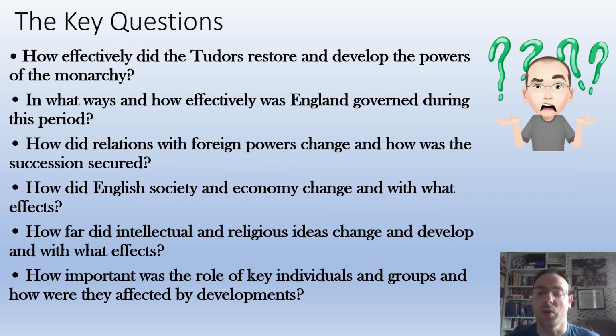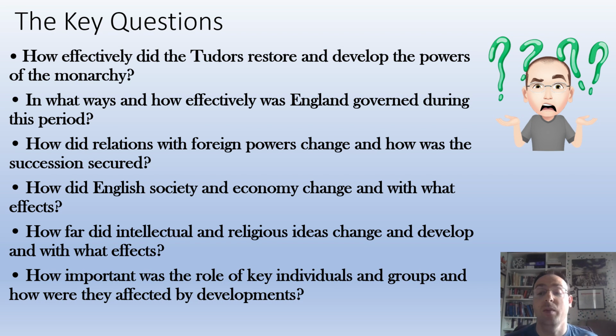With all the Unit 1s, they start with this basis of key questions. The one on the Tudor unit is how effectively did the Tudors restore and develop the powers of the monarchy? This changes from Henry VII, who has to re-establish the power of the monarchy following the War of the Roses, where the power of the monarch has really diminished, to Henry VIII, who massively expands it with the taking over of the church.